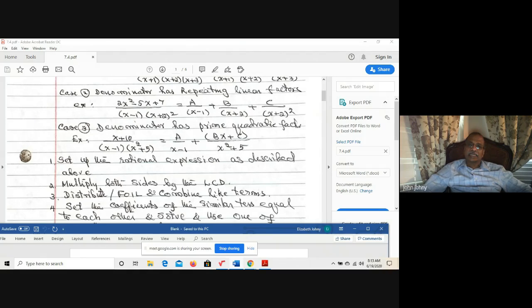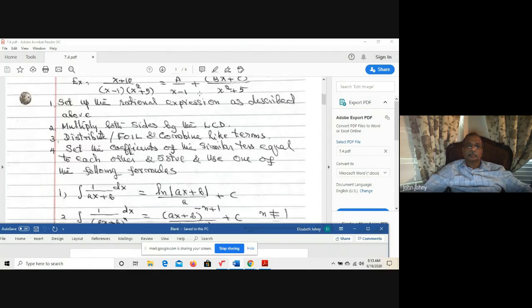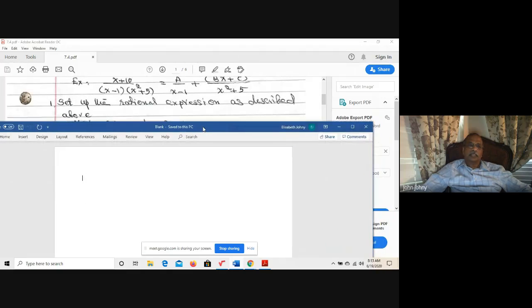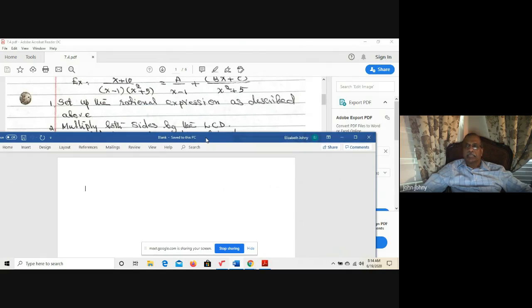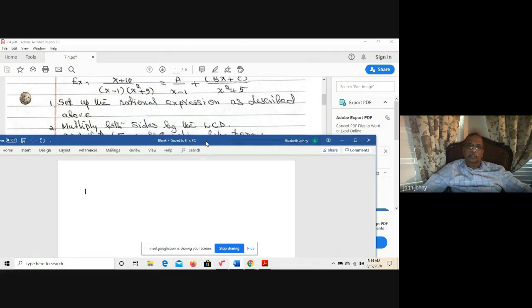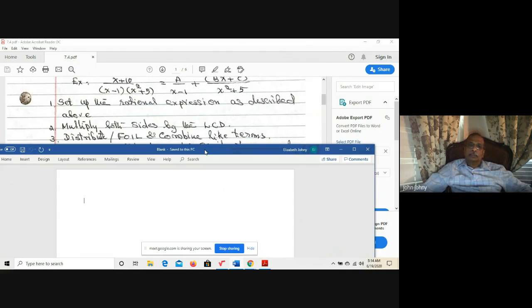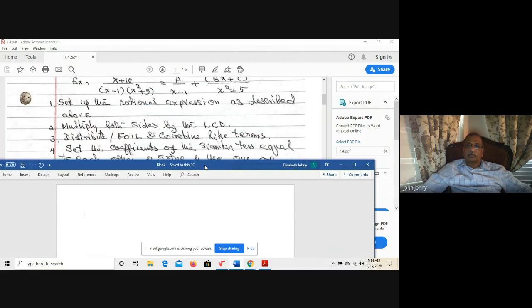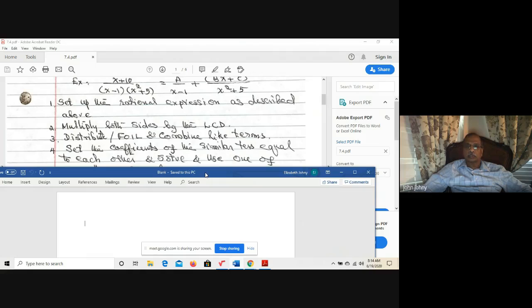So these are the three cases in partial fraction decomposition. This is how you find the values of a, b, and c. Set up the rational expression as described above. Multiply both sides by the LCD and cancel all the denominators. Distribute or FOIL and then combine like terms. Set the coefficients of similar terms equal to each other and solve.